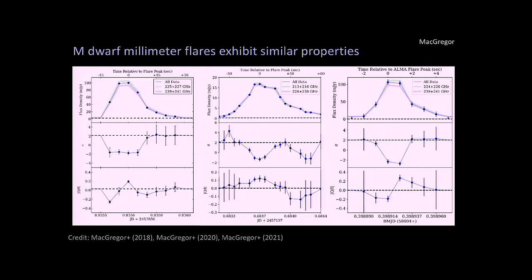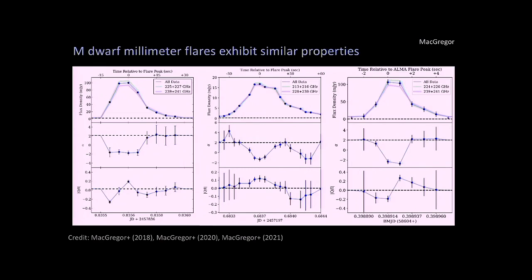And so what I'm showing here is a collection of three flares, two from Proxima and one from AU Mic, another M-dwarf that we've been able to do this with ALMA, where we've detected bright enough flares that we can piece out these spectral properties. So the top panels are all the light curves, and the middle panels are all the spectral indices as a function of frequency, and the bottom panel is that linear polarization index.